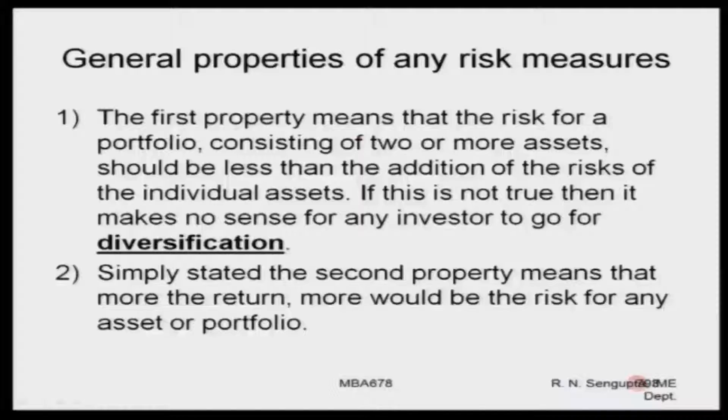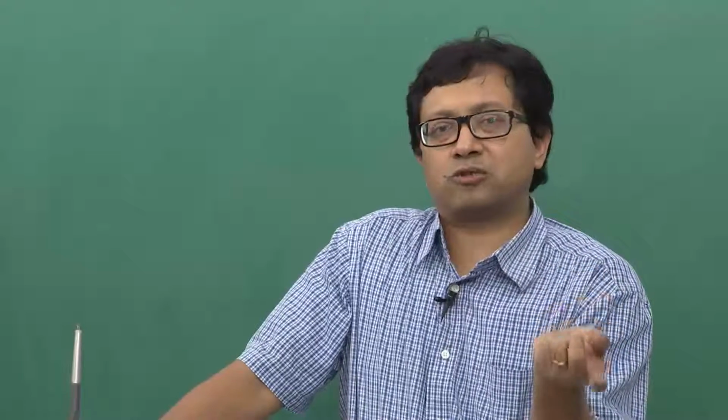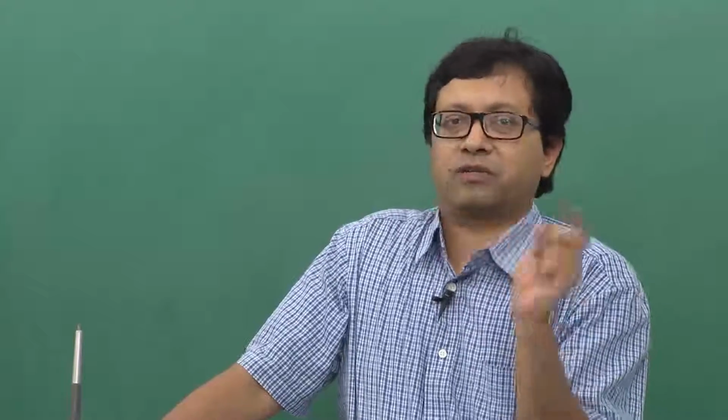And the second property means that the more the return is, the more would be the risk. That means there is a commensurate one-to-one correspondence, which may not increase in the same proportion, but this property also does not hold true for those classes of risk measures, one of them being VaR, in case the distributions are non-normal or asymmetric.